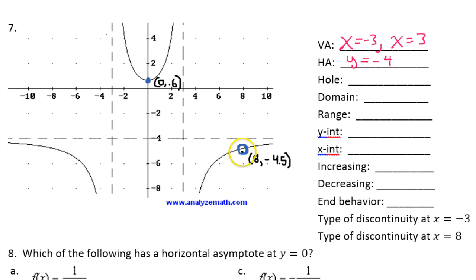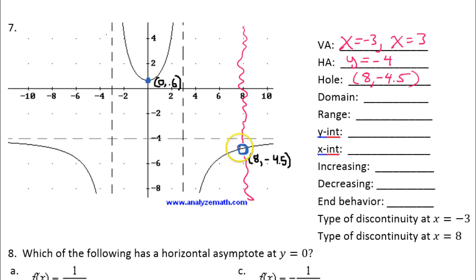I see we have a hole here at 8, -4.5. So I'm just going to write that down. 8, -4.5. There's a hole. Now the domain. The domain is broken up by vertical asymptotes, all right, because you can't touch those. But it's also broken up by the hole at 8. There's no asymptote here, it's just a hole, but nevertheless, when I do the domain, I'm going to have to pause at 8 and skip it with the union.